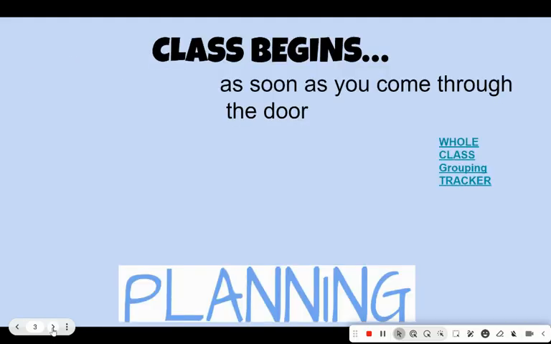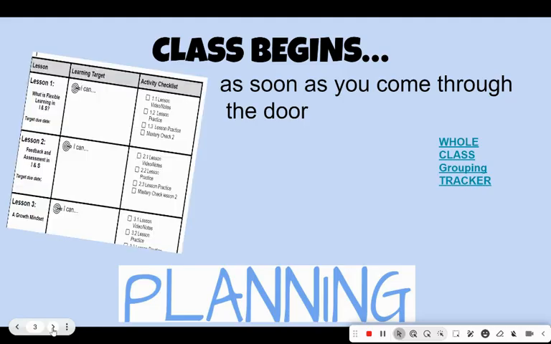Okay, class always begins with planning when you come through the door. So the first thing that you're going to do when you come through the door is check. You have a personal unit tracker that's on paper, and it's in your binder. So just write in the word binder there. That's where you've checked off the day before, so you know exactly where you're going to start when you get to class.